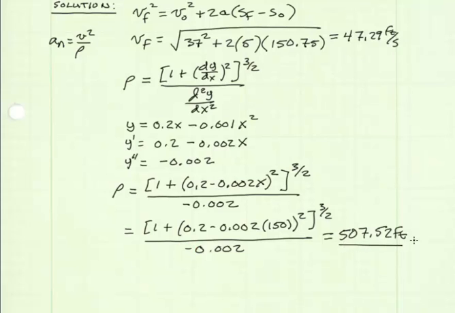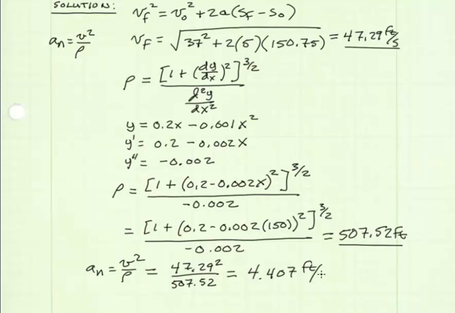So I have my radius of curvature, and I have my final velocity, so I can then calculate my normal acceleration. Normal is velocity squared over radius of curvature, as we stated earlier. So we've got 47.29 squared divided by 507.52, which gives us a normal acceleration of 4.407 feet per second squared.